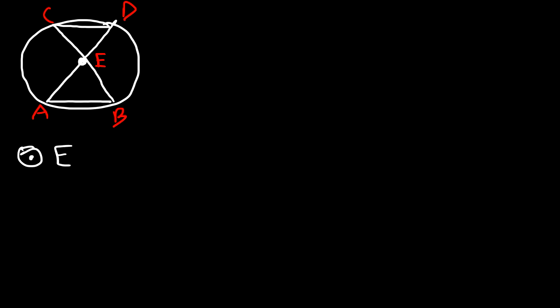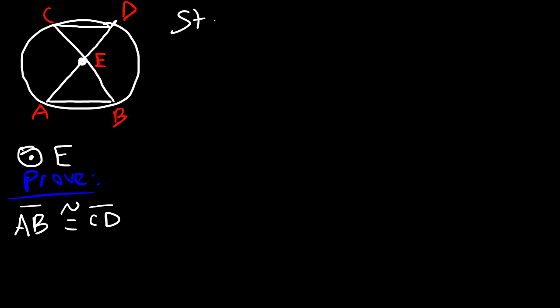And you want to prove that segment AB is congruent to segment CD. So all you know is that E is the center of the circle. Prove that this segment is congruent to that segment. All right, so let's begin. Let's start with our two-column proof.